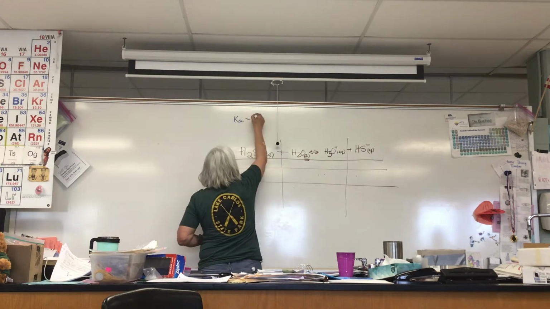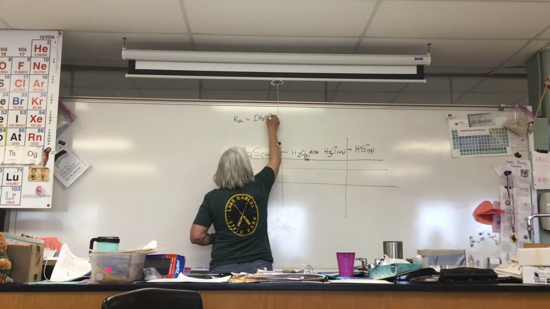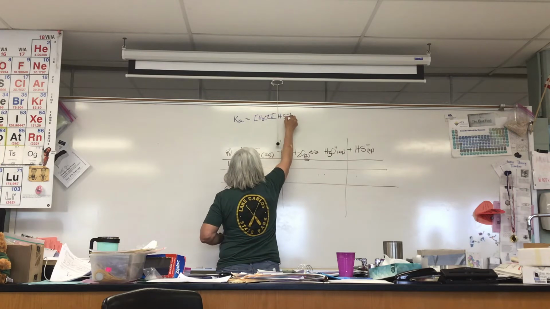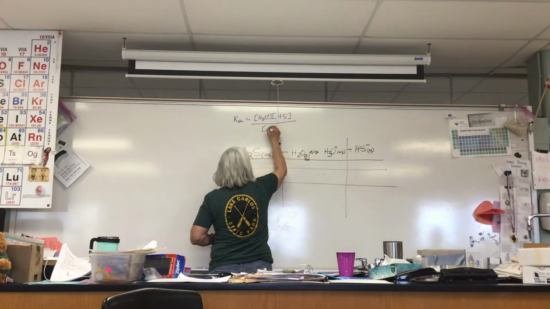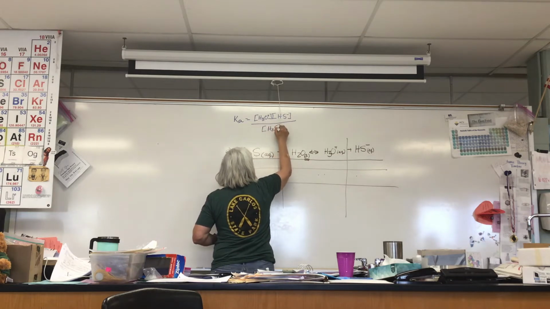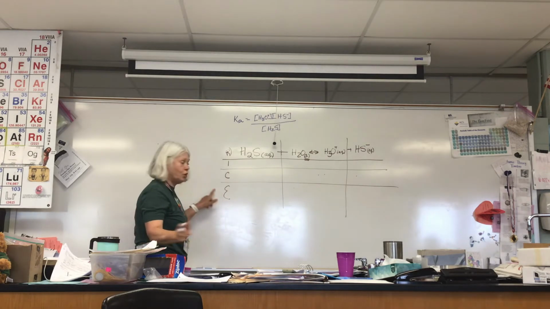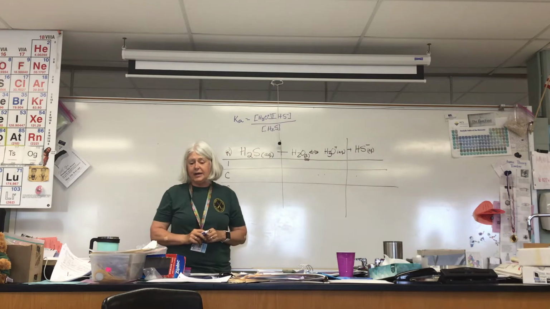So my KA expression will be my products, my concentration of my products, divided by the concentration of my undissociated acid. And those will be the numbers we put in right here. Do you all agree with that? Whatever numbers I get right there will go into that equation.